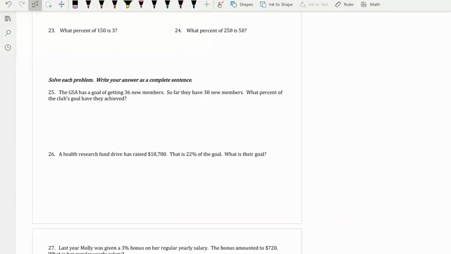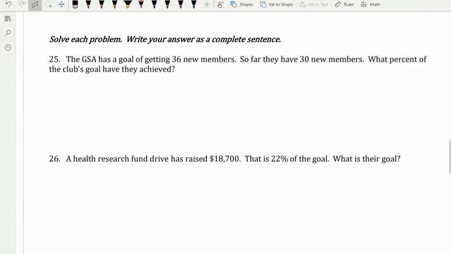Let me do one of those really quick, just so you see kind of how to think through this. So like I'll look at number 25. It says that the GSA has a goal of getting 36 new members. So far, they have 30 new members. What percent of the club's goal have they achieved, right? So this sentence is going to kind of help you set up that same sentence that we talked about in the other ones. So I want to know what percent, that's the part we don't know, right, of the club's goal have they achieved. So we could say, well, the goal is 36, right?